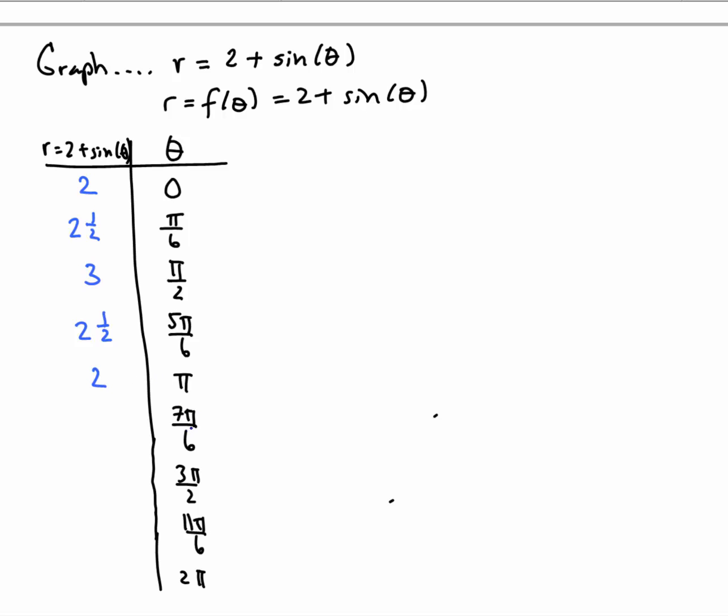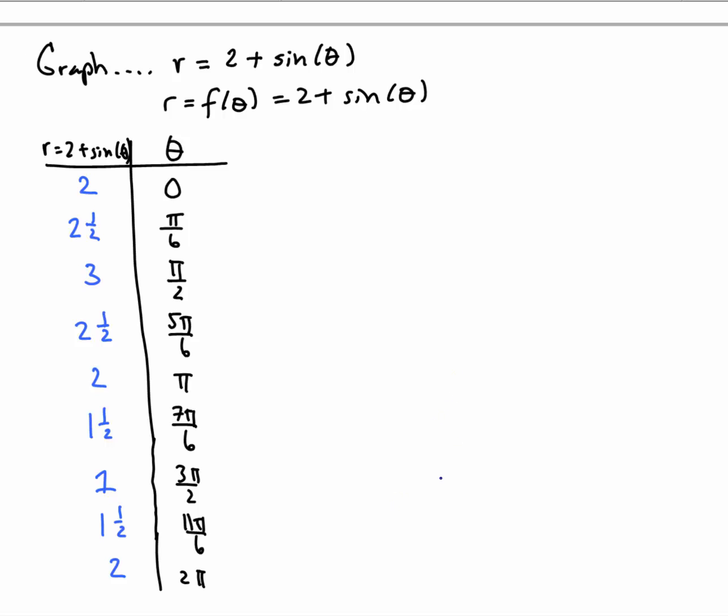7 pi over 6, that is in the third quadrant. The sine of 7 pi over 6 is a negative 1/2. 2 minus a 1/2 is 1.5. And then again, continuing on, 3 pi over 2 will give us a 1. 11 pi over 6 would be another 1.5. And then I'm back to 2 pi, and sine of 2 pi is 0. 0 plus 2 is 2. So it kind of starts all over again.